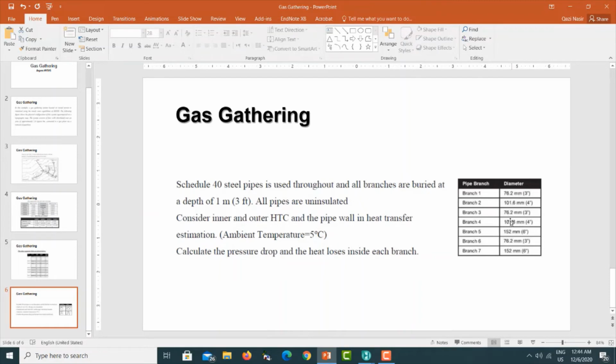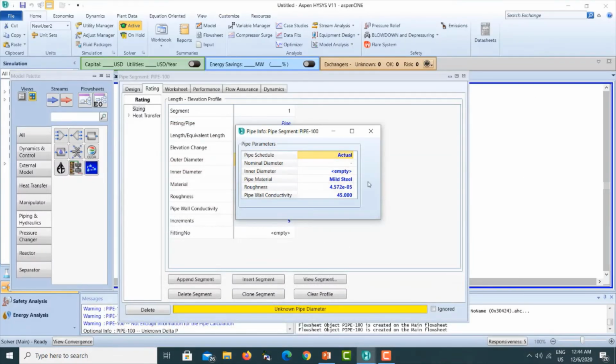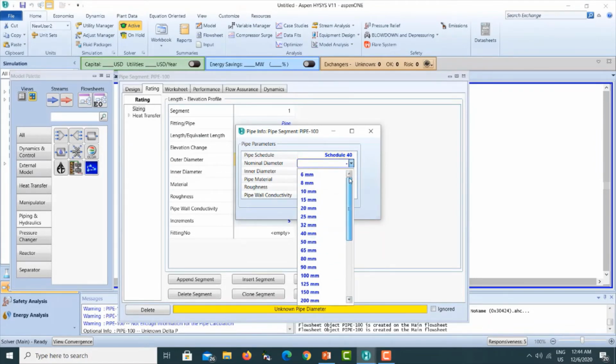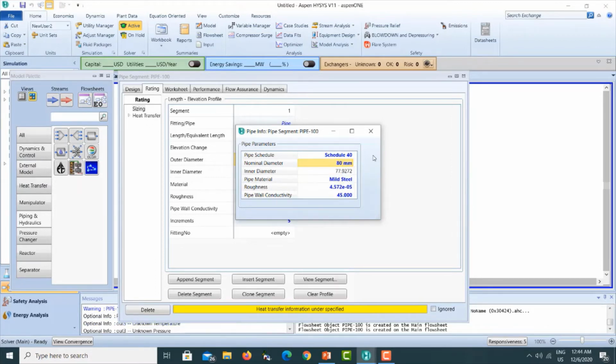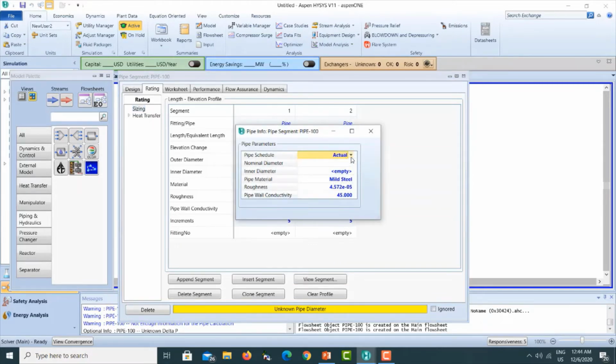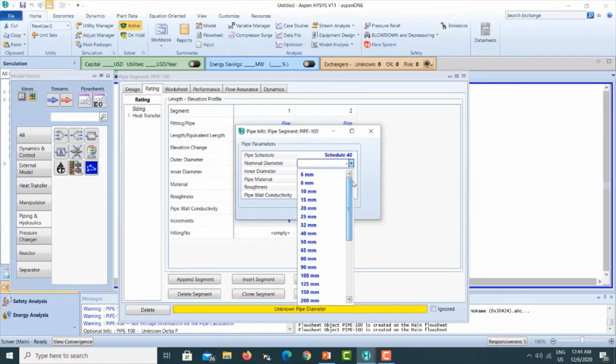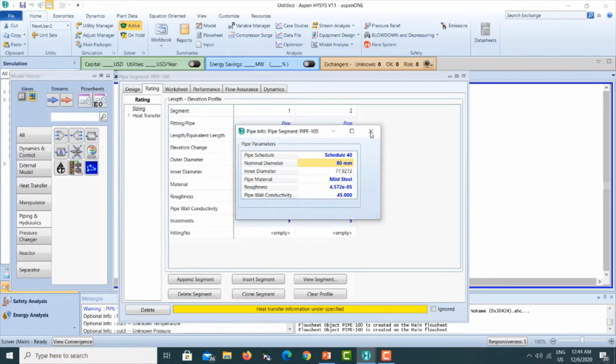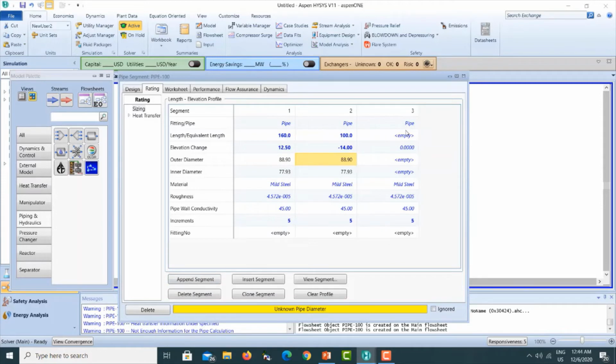Yeah, we have 40 with 76.2. So schedule 40 with a nominal diameter of, let's say 80. Okay. Similarly, we add the segment. Call this one 100 meter in length, and minus 14 is the elevation change. Click on view segment, click on schedule 40, and similarly select the third one.